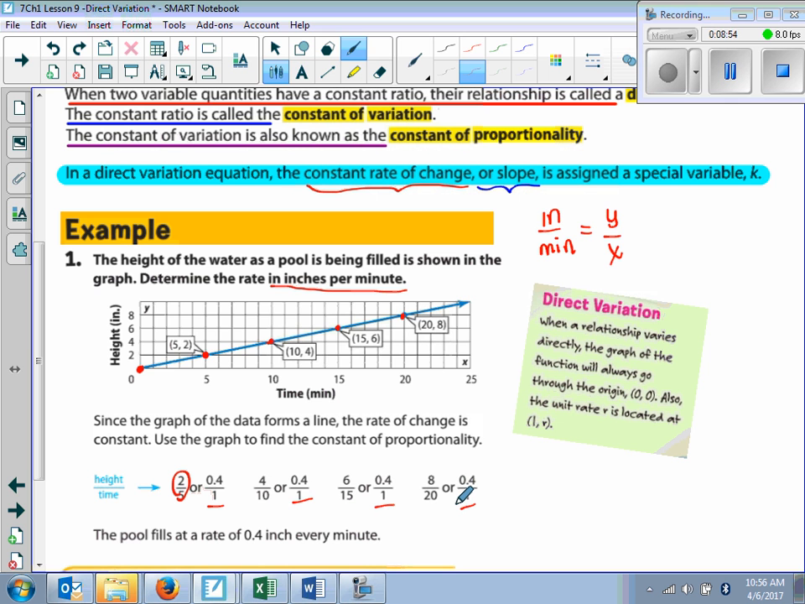Same thing. Now, because every one of the rates are the same, it has a constant rate of change. And because it has a constant rate of change, it has direct variation. And what this means is that the pool fills at 4/10 of an inch every minute.